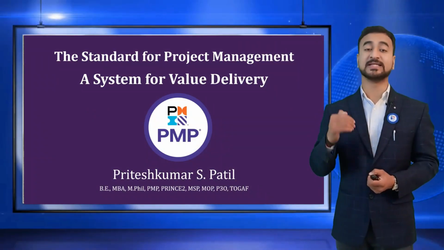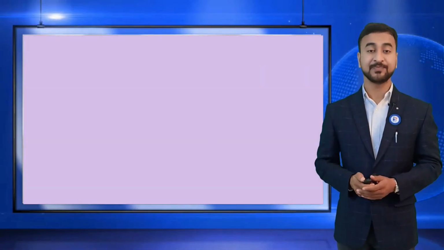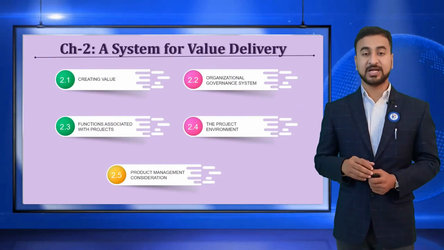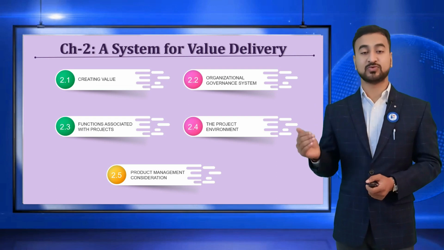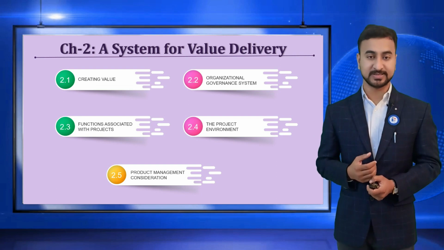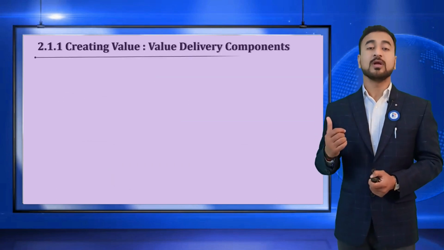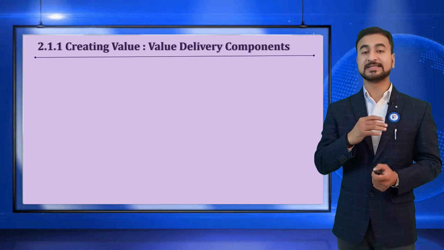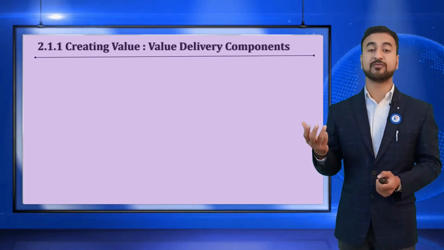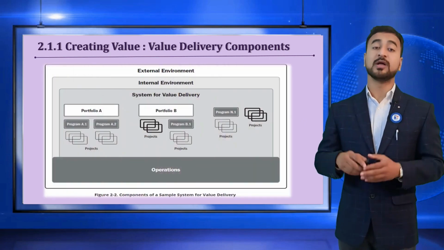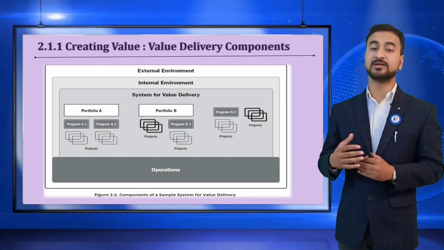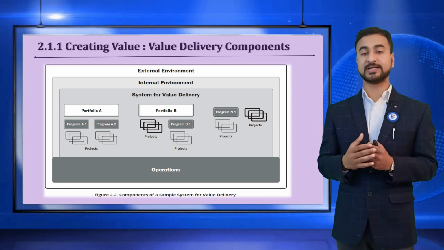Right now we are discussing chapter 2, that is systems for value delivery. This chapter contains 5 sections, and today we are discussing sections 2.1 and 2.2, creating value and the organizational governance system. In our previous section we discussed how to create value, and when and what kind of things we need to consider while creating value. Now in this section we are discussing the components that we need to consider, and the components by which we can create value.